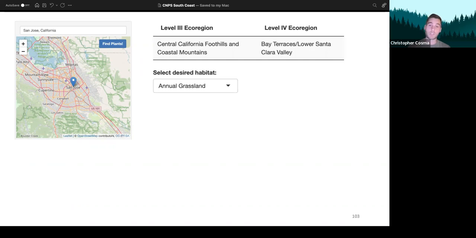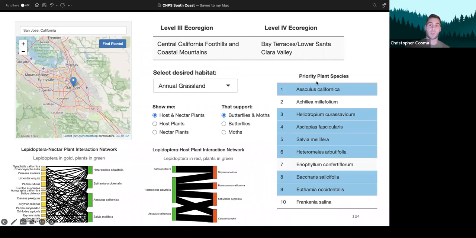Then you're going to be able to select which habitat type you want to emulate. If you're planting a garden that you want to look like an annual grassland, or maybe you want to emulate the chaparral, you can select your desired habitat type, and then it's going to spit out your list of priority plant species. I'm going to tell you how the app determines these in a second. You can choose to focus on host and nectar plants, or just your host plants, or just your nectar plants. You can also choose to focus on butterflies and moths, or one or the other as well. It's also going to show you visualizations of your local interaction network. Here we have on the left our nectar plant interaction network, and on our right our host plant interaction network.